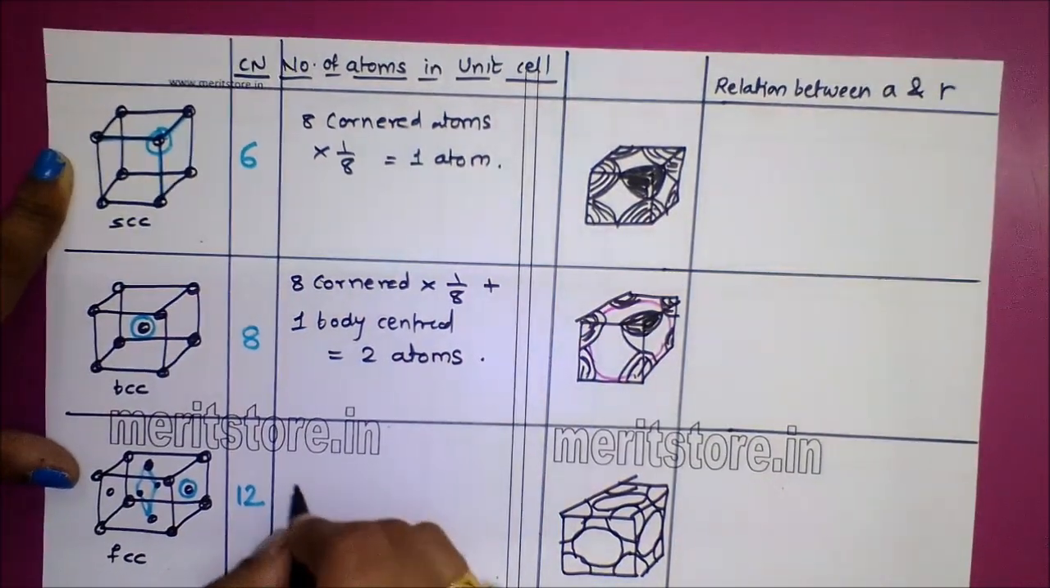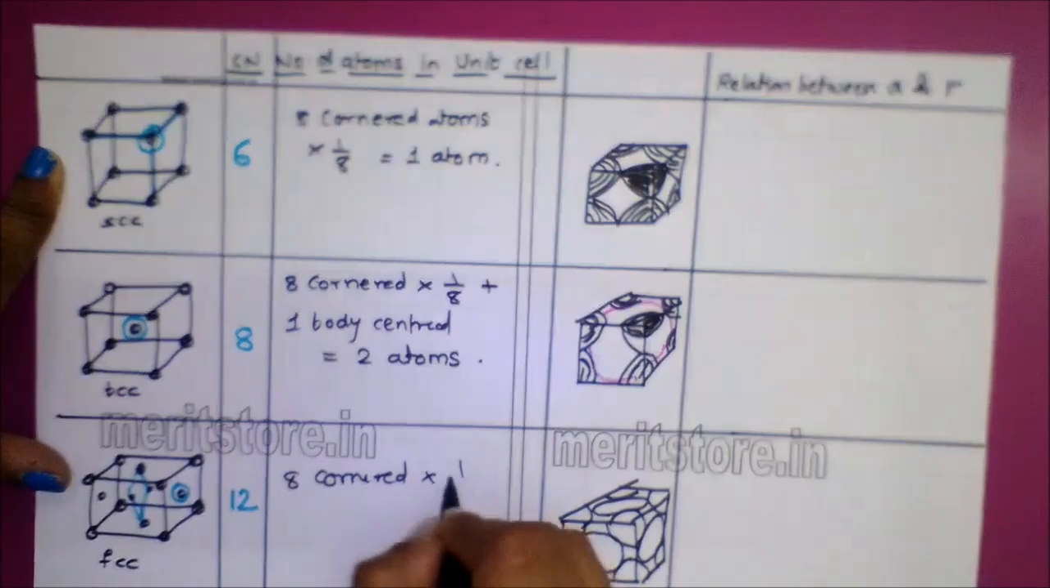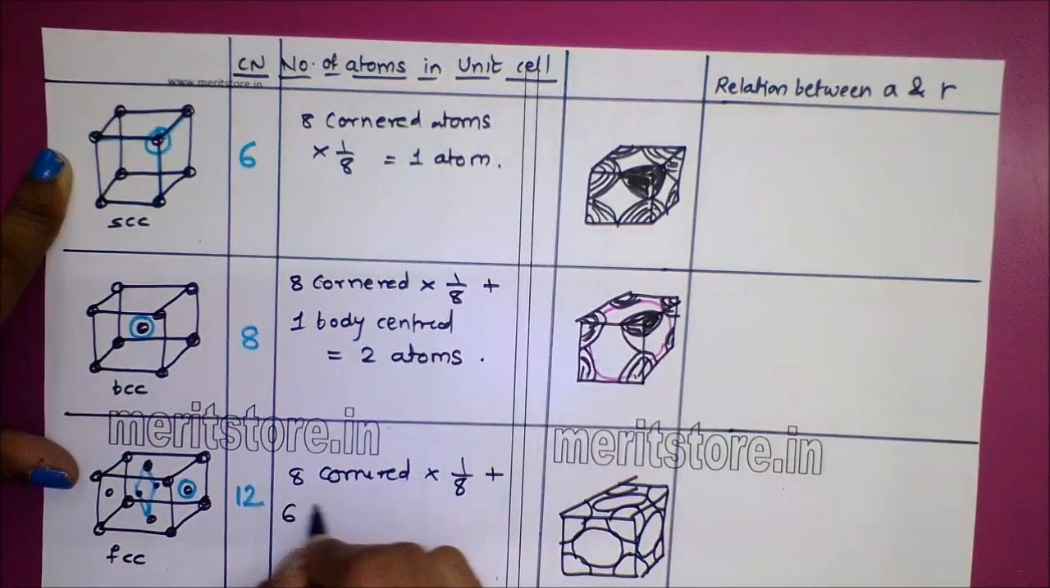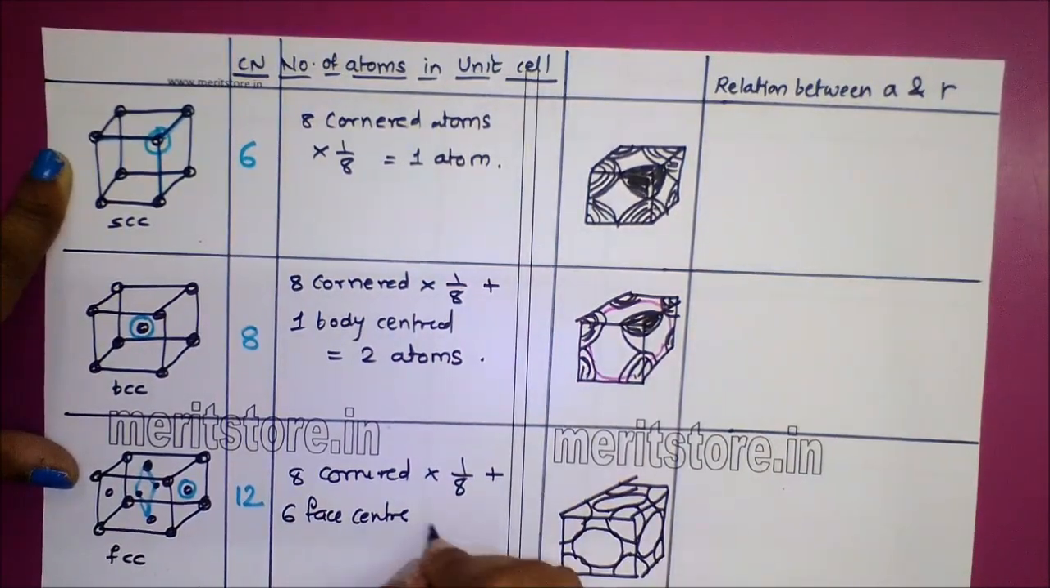In case of face center, we have 8 corner atoms, so that will be contributing 1 by 8, plus we have 6 face centers and each of these 6 face centers contributes half of the atom, so multiplied by half, so it's 1 plus 3, that equals 4 atoms.